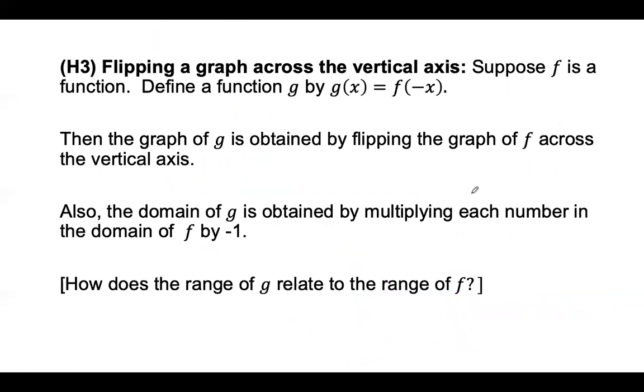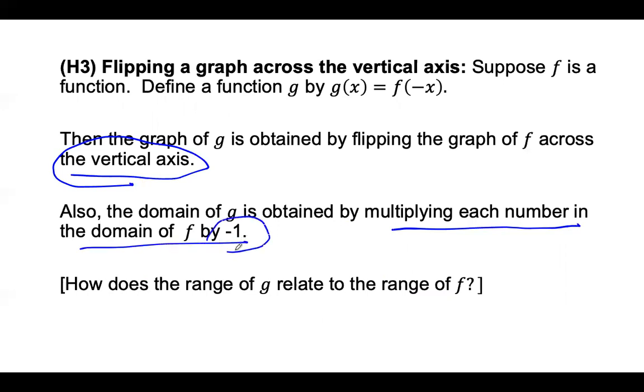And then the last point, we can flip a graph across the vertical axis this way. Suppose you have g, we can put a negative here. So then the graph of g is obtained by essentially flipping the graph across this vertical axis. So it's like multiplying each number in the domain of f by -1. So it's kind of like what we did before, because c was a number. Here it's a -1 and it just flips.